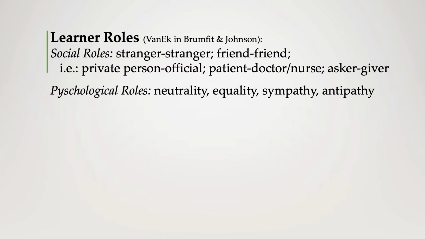But there's one more aspect of communicative interaction: the speaker's role. To complete the picture of interaction, we turn to Vanek's description of the social and psychological roles learners bear. Of course, there are sub-roles and linked roles. Social roles, for example, may include stranger to stranger or friend to friend, subclassified as private person to official, or patient to doctor or nurse, or asker to giver. And psychological roles, for example, neutrality, equality, sympathy, antipathy.